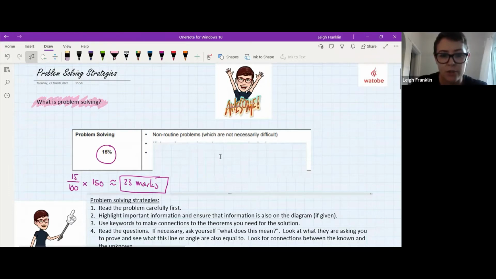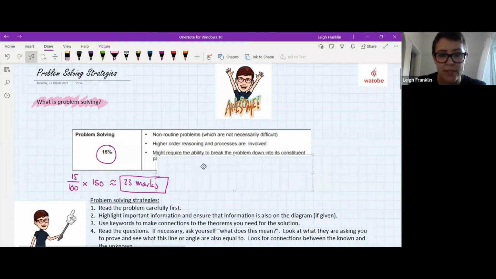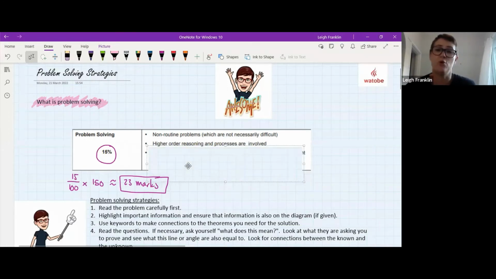The other thing to note about problem-solving questions is that they use higher order reasoning and processes. That's why there are so many of us that struggle to answer these questions, because a deep conceptual understanding of the information and how everything works is involved.